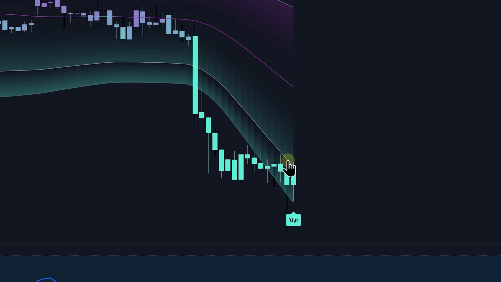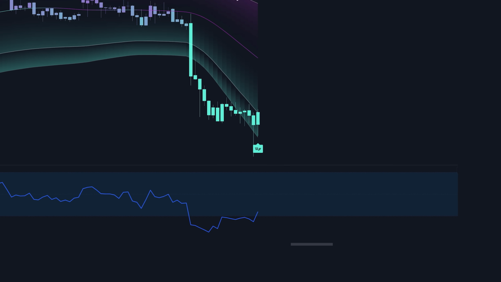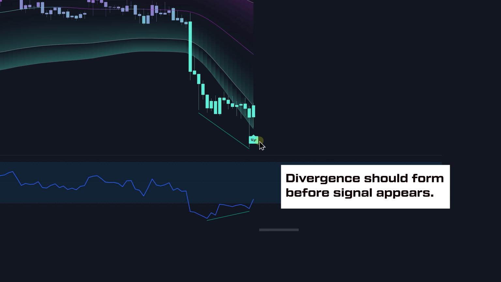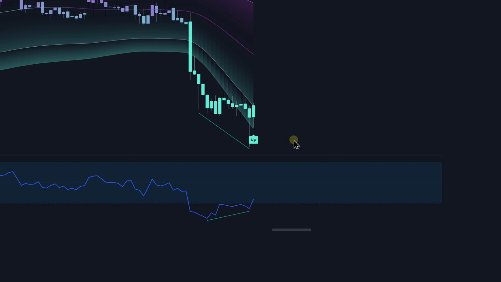To confirm that a candle has closed back inside the band, the indicator will print an up signal on that candle. Once you have the up signal, look at the chart manually to identify a bullish divergence has happened between price and the RSI. In this example, you can see this is our bullish divergence. The divergence should form before the signal appears. It can form 1 candle earlier, 2 candles earlier, or up to a maximum of 3 candles before the up signal. Once all the conditions are met, we take a long position.